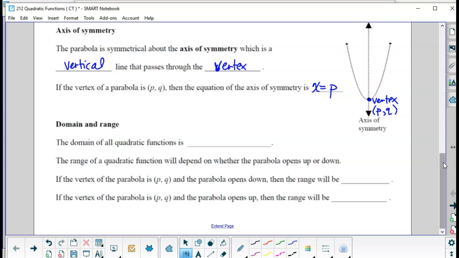Domain of all quadratic functions, notice the arrows on the end. It's going up and to the left and up and to the right. So it's all real numbers.